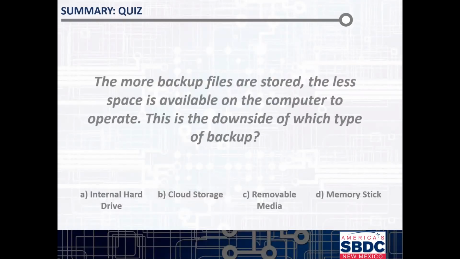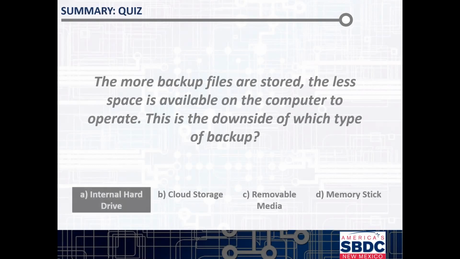So our next question. The more backup files are stored, the less space is available on the computer to operate. This is the downside of which type of backup? Internal hard drive, cloud storage, removable media, or a memory stick? And that is correct. So it's the internal hard drive. That's sort of our first line of defense. That's the backup that's built into the hard drive on our machine. It's a great first start, but it's vulnerable to all the risks that your computer is vulnerable to.